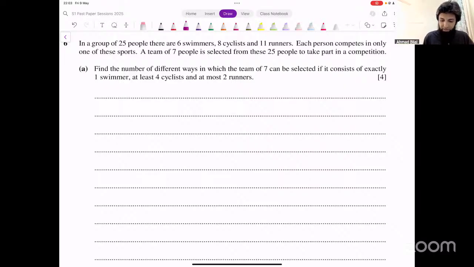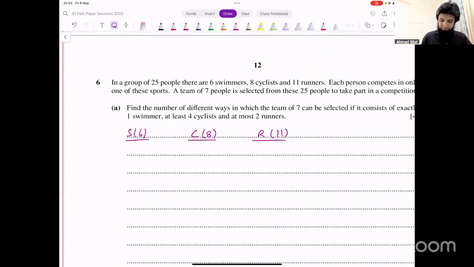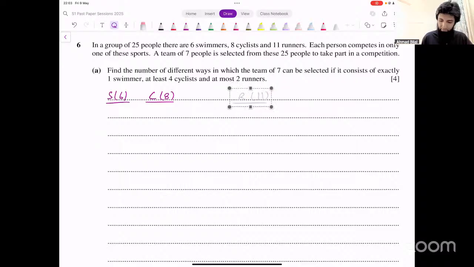Let's write that down here. We've got swimmers. How many of them do we have? 6. We have cyclists. There are 8 of them. And then runners, there are 11 of them. That's the total number for each of them.